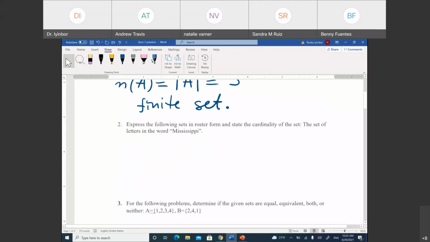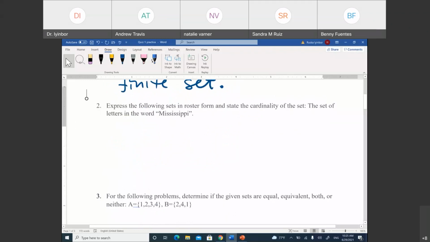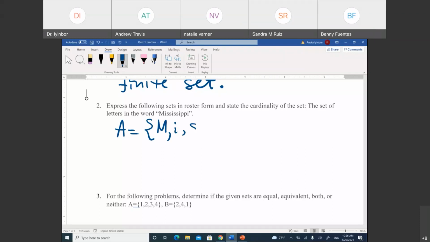Number 2 says, express the following sets in roster form. So that means the one I just wrote down, roster form. And state the cardinality of the set. And this is the set of letters in the word Mississippi. So we're going to list all the letters, right? So what are the letters? Without repeating. So I'm going to write the set A, include the letters capital M, capital A, I, capital S. Now S is repeating, so I'm not going to list it again. I is also included, S included, I.